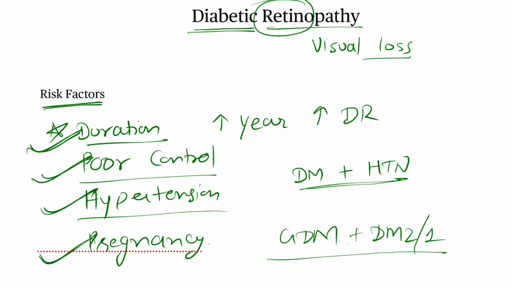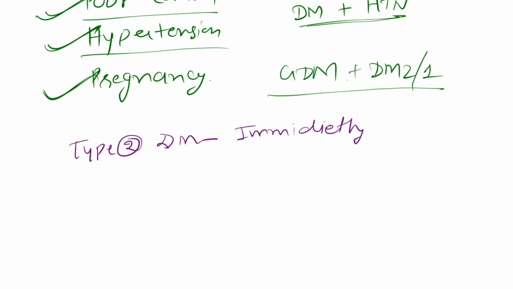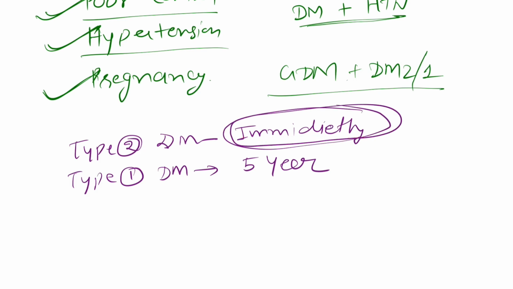Now you can ask, should we screen these patients? Should we screen diabetic patients for retinopathy? Yes. When a patient comes to you and you get to know that the patient has type 2 diabetes, in that case you will check for diabetic retinopathy immediately when the diagnosis is made. But if the patient has type 1 diabetes, you will check after 5 years. So, if it's type 2 diabetes, you will check immediately. If it's type 1 diabetes, you will check 5 years later.